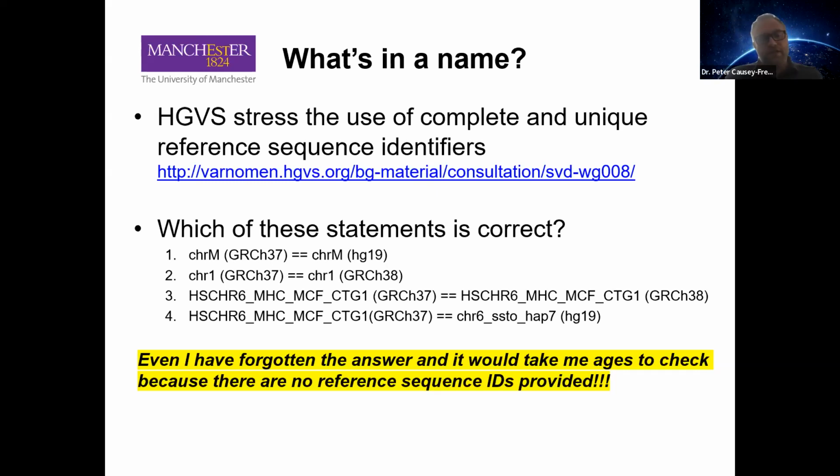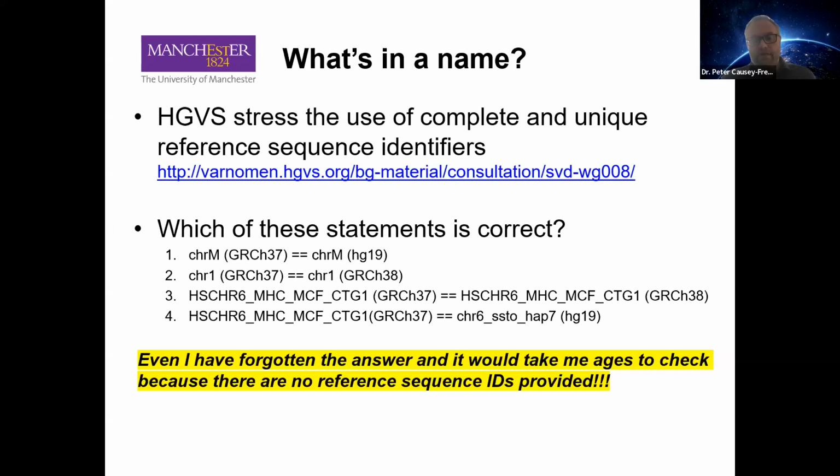Now, these are some examples I wanted to give. I was going to ask the question, which of these statements is correct? Chromosome M for GRCH 37 is the same as chromosome M for HG19. Now, I know for a fact that one's not correct because those are actually different and very few people actually know that. In fact, UCSC, when they created HG19, weren't aware because RefSeq didn't tell them. Chromosome 1 GRCH 37, the same as chromosome 1 GRCH 38? Again, I know that's wrong. But these others, I couldn't remember the answer. And the simple fact is that because I haven't been given a unique reference sequence identifier, it would take me ages to go back and check this.